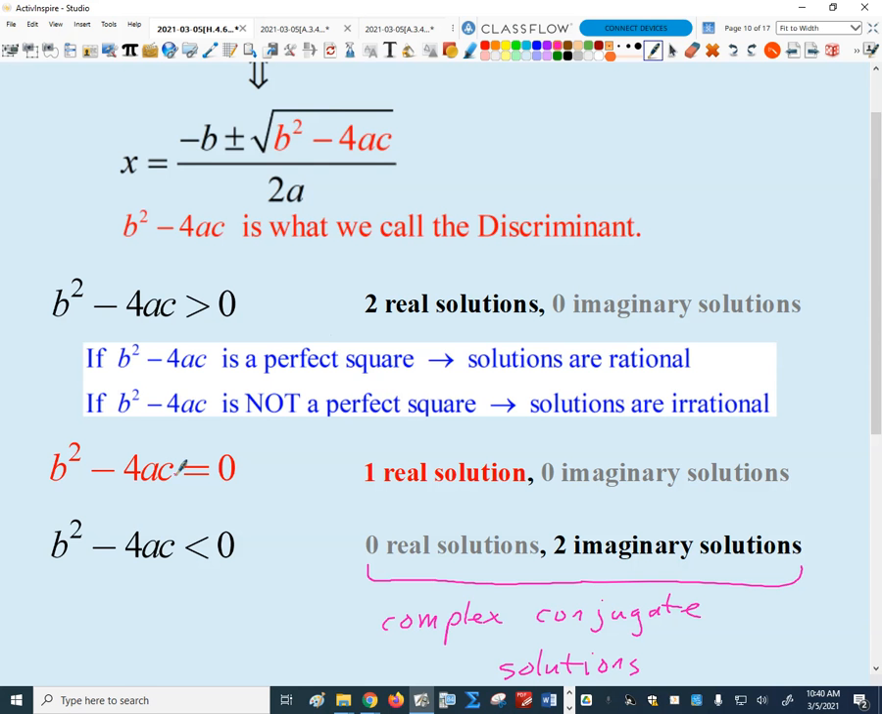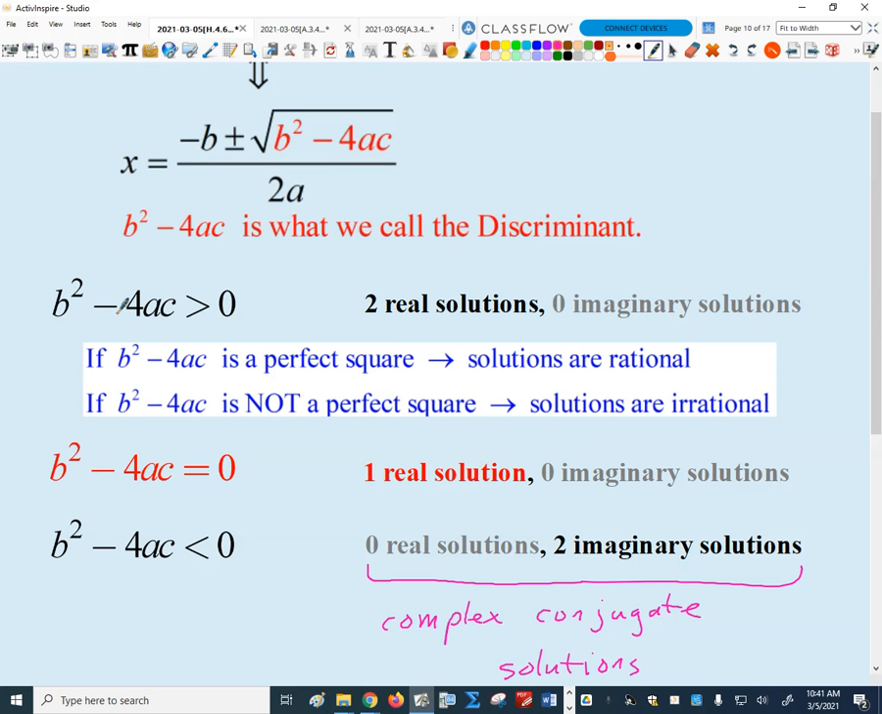And so if the discriminant is equal to 0, we get only one real solution, which we sometimes call a double root because it actually counts for 2. The two solutions just converge on the same answer twice, but I only get one unique solution there, okay? So far, so good?